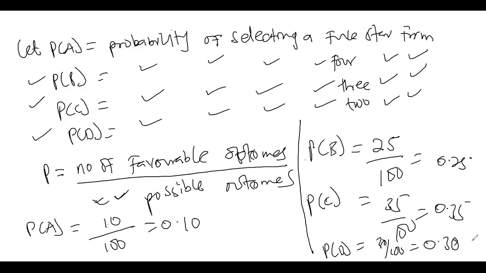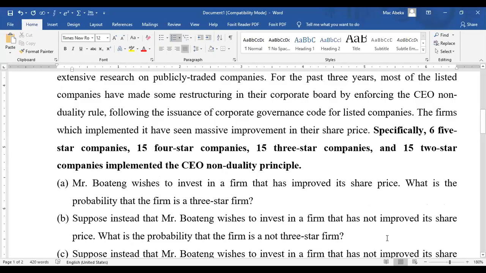All right. Now, let's get these things down and let's move on. Now here, let's go back to the question. The question says that specifically 6 5-star companies, 15 4-star companies, 15 3-star companies, and 15 2-star companies have implemented the CEO non-duality rule, okay?